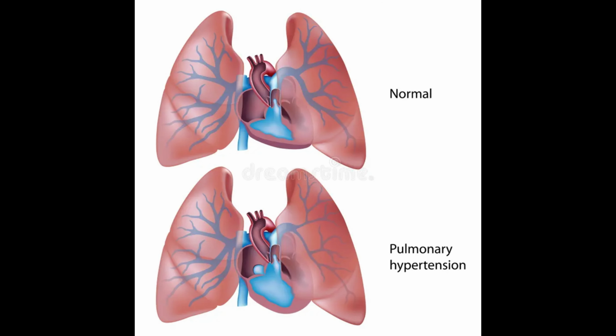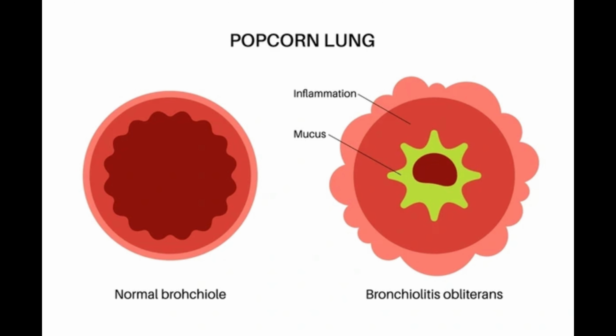Pulmonary hypertension, or PH for short. PH is a condition where the blood pressure in the arteries of the lungs is abnormally high, causing strain on the heart. It can result in symptoms such as shortness of breath, chest pain, and dizziness.